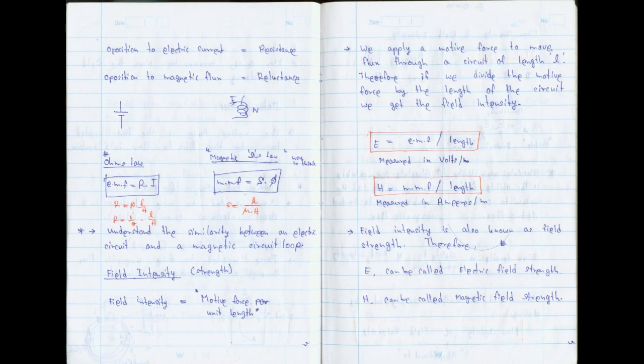If it is magnetic, we call it H. Magnetomotive force per unit length, magnetic field intensity, normally given by letter H. Electromotive force per unit length, electric field intensity, normally given by letter E. And this is measured in volts per meter. This is measured in amperes per meter. Volts per meter or amperes per meter.